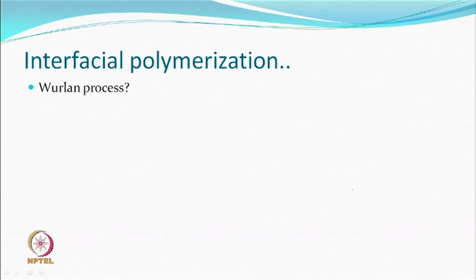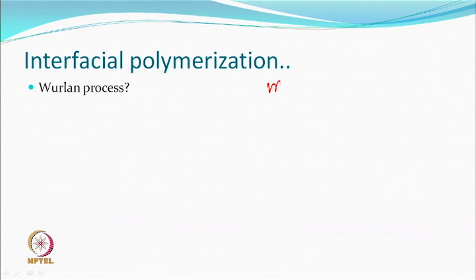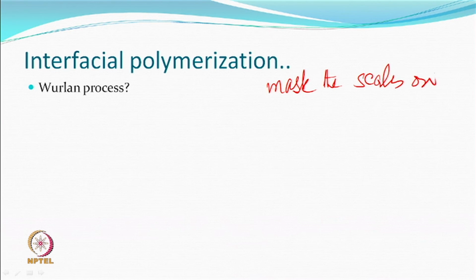Have you heard of Verlan process? How many? What is it? To reduce the scale of wool on the surface. All right. So, this process has been used to mask the scales on wool.